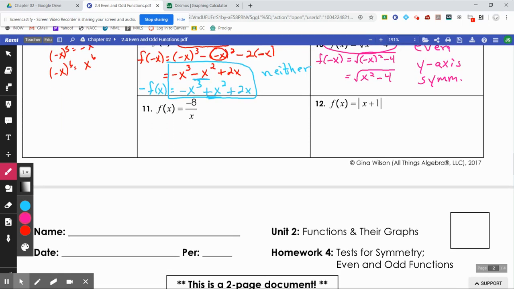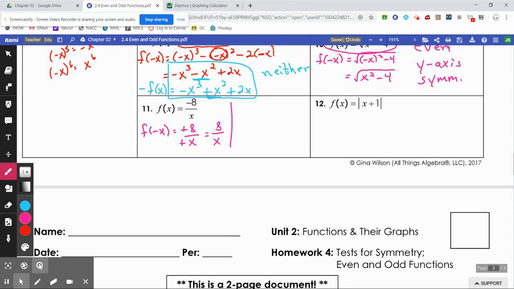Number 11. Let's test for even or odd. So first off, let's find f of negative x. The way we do that, take out the x and put in a negative x. And what that does, negative divided by negative would now be a positive 8 over x, which does not match up with the original. So obviously this will not be an even function.